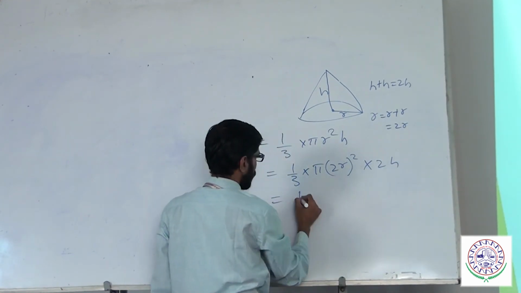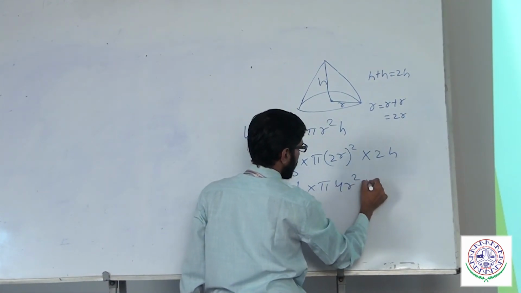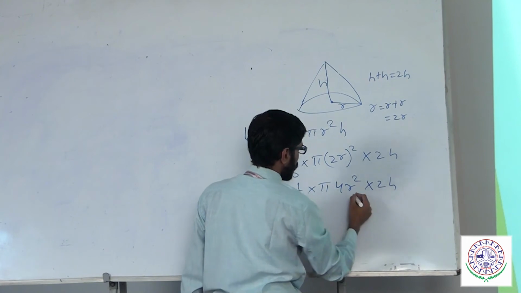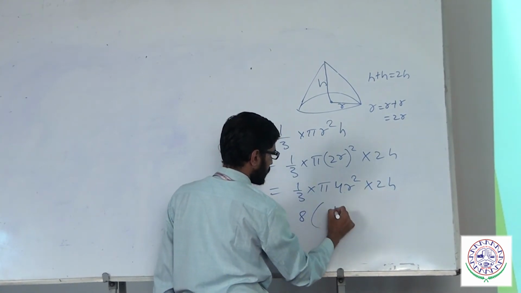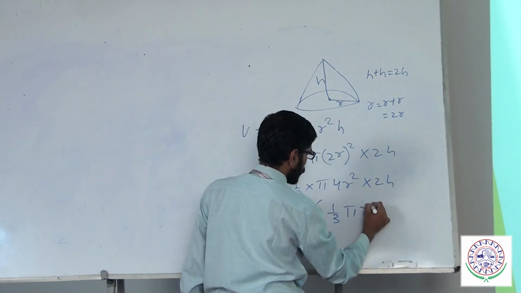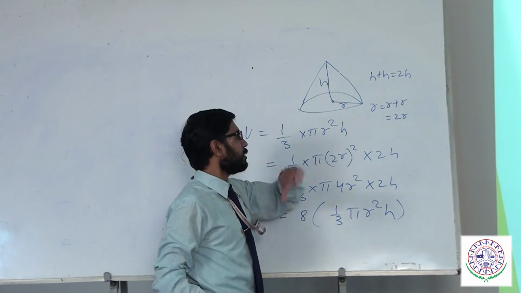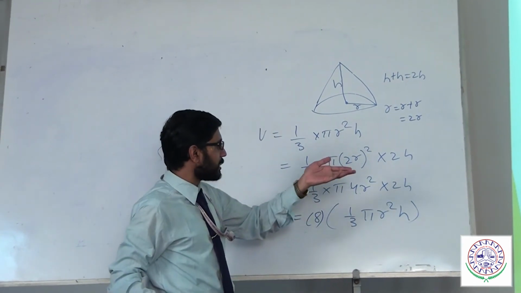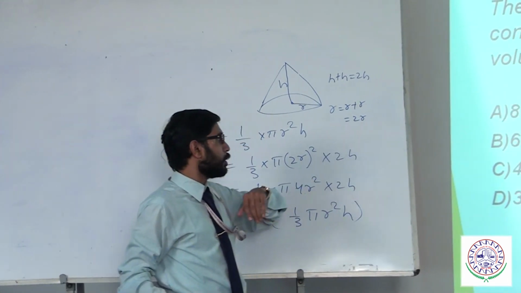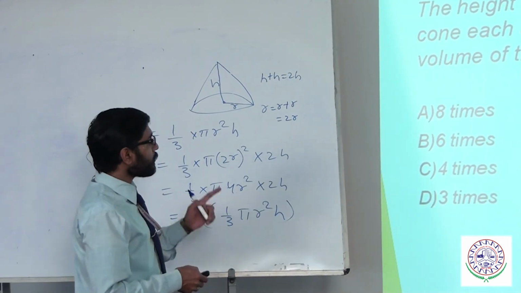So if you solve this now, 1 by 3 into pi, 2r square is 4r square into 2h. So if you take 4 and 4 into 2 is 8, if you take 8 outside, what remains is 1 by 3 into pi r square h, which is the actual formula to find the volume of a cone. So this is 8. So how much times it is increased? It is increased by 8 times. So the answer for this question is option A, that is 8 times.